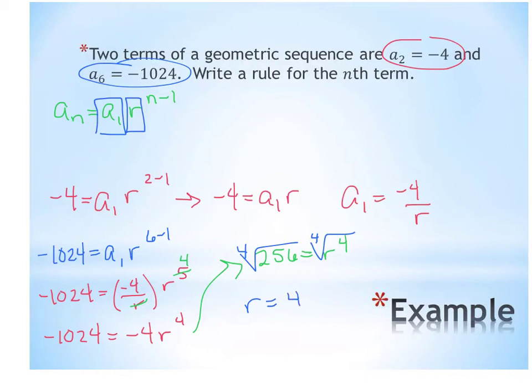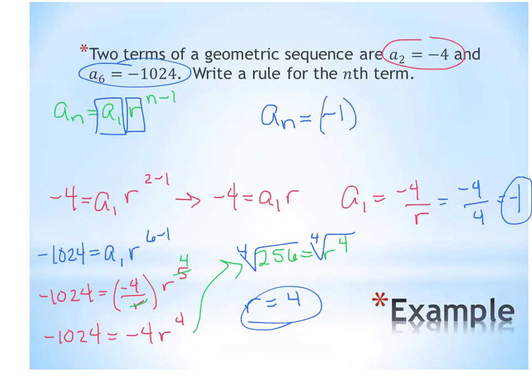So there's r. So let's come over here and do -4 over 4. So we get -1. So there is a sub 1. So my rule for a sub n equals a sub 1, -1, times 4 to the n minus 1. No, you cannot multiply that -1 times 4 together, because the 4 has to go to the power first. So do not simplify that. It does not simplify.